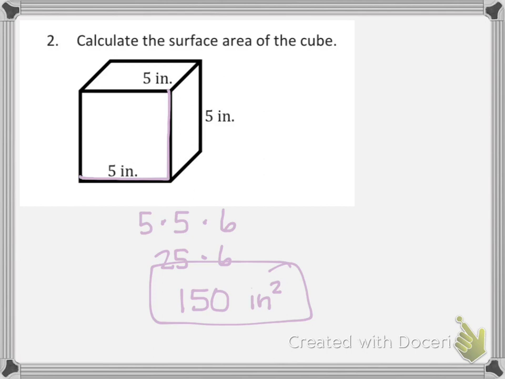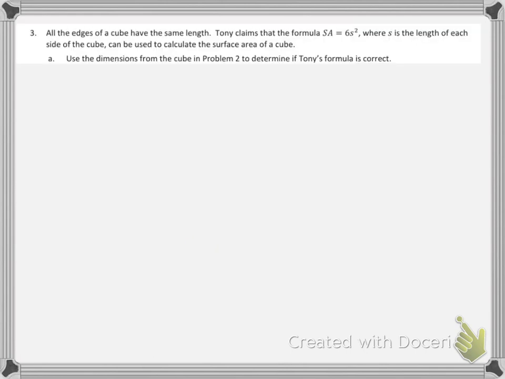Very good. Okay, so if we get a cube, just find the area of one face and multiply it by 6, and we have the surface area of the cube. So that's what we have again here. You can see here in the equation that Tony uses, he's got that 6 there. 6 times whatever the area of one side is will be the surface area of the cube. So we would say that S is the length of the side of the cube.